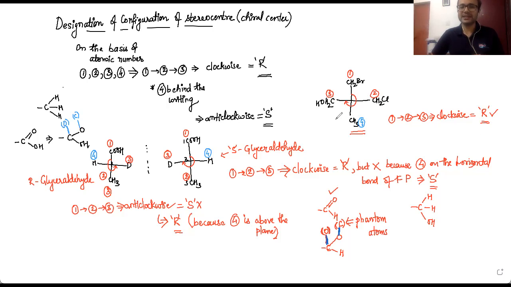I hope you understood now how we give priorities to various groups and how we check the sense of direction when we move from first priority to second priority to third priority group. If it is clockwise, we'll call it R. If it is anti-clockwise, we'll call it S. But make sure your fourth priority group is behind the writing plane. If that is not the case, then our answer would be opposite of what we actually found. I hope you understood this, and we will take up more examples in our live session.